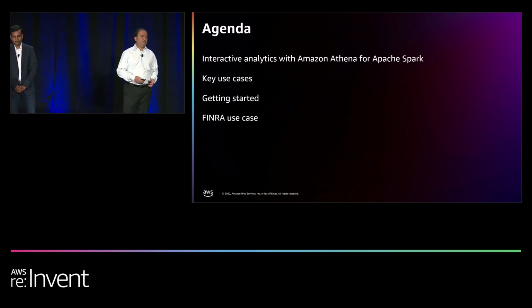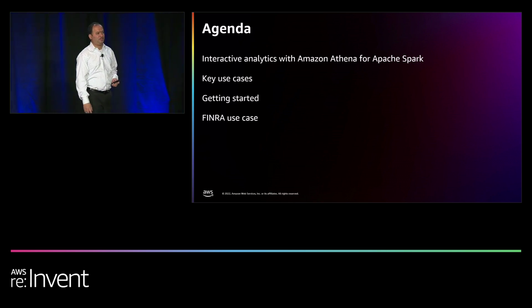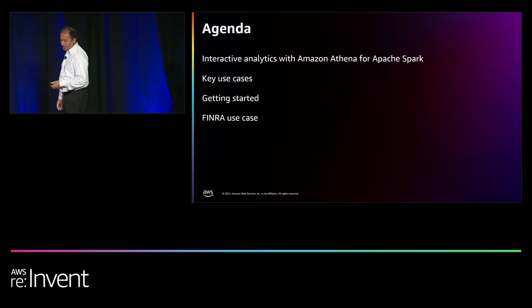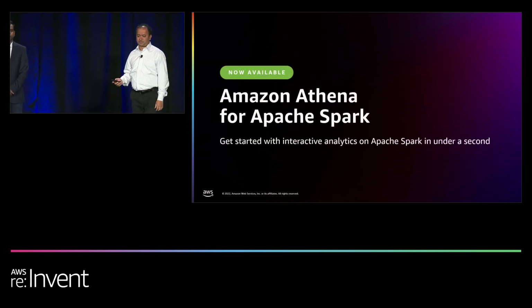Diving into the agenda, we are going to first talk of interactive analytics using Amazon Athena for Apache Spark. This is a new feature that we announced at re:Invent. We are going to talk through a few key use cases. We are going to show you how we can get started quickly. And finally, we are going to go into details of Finra's use case.